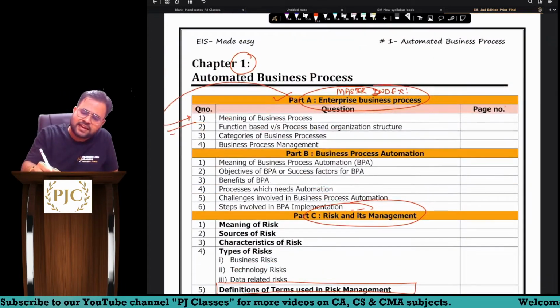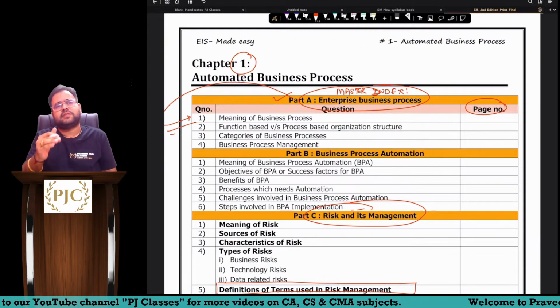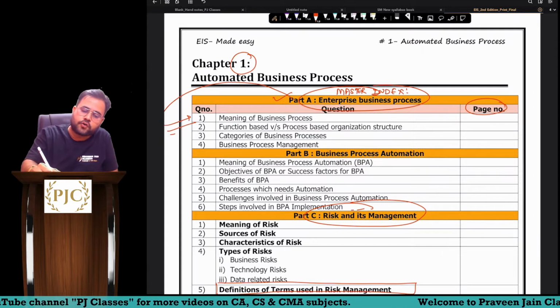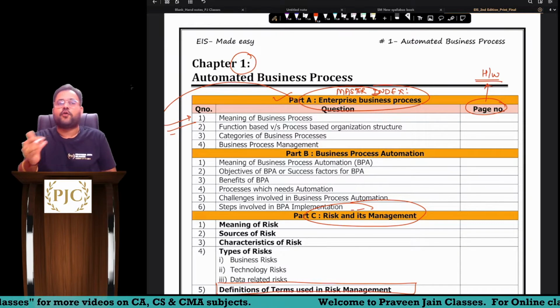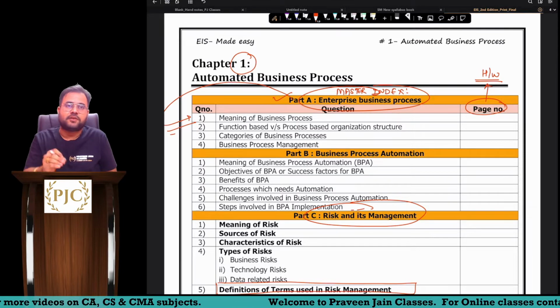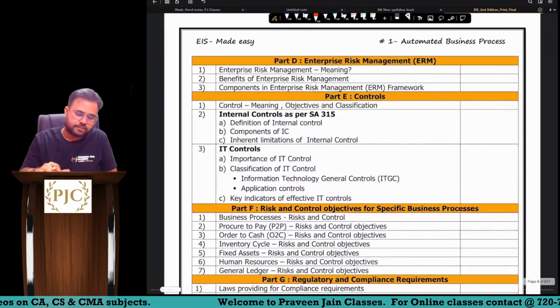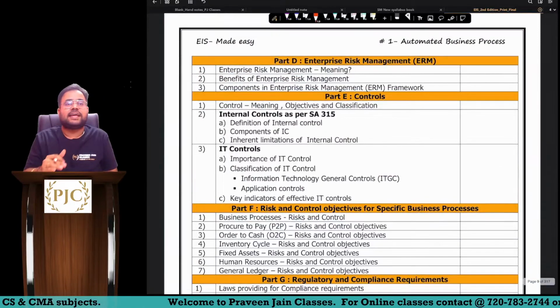Now, intentionally, I did not write the page numbers. This you have to do on your own. So this is your homework. Whenever you are going through the material, you may write the page number here for your quick reference. So this is how the entire chapter looks like.